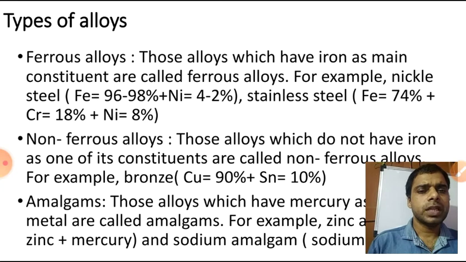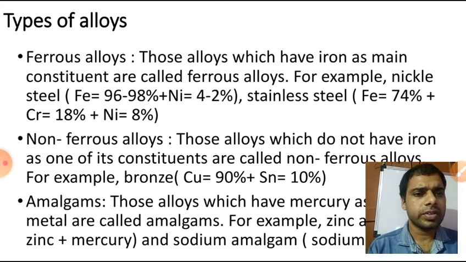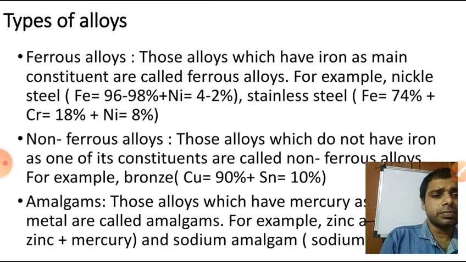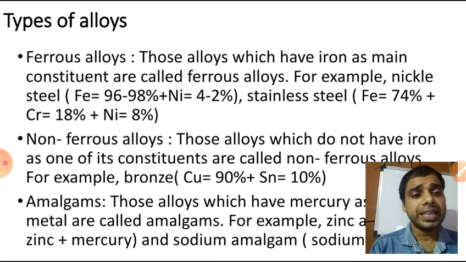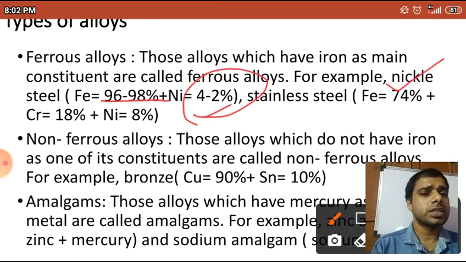You can see the ferrous alloys are those which have iron as the main constituent. Iron means Fe. So alloys which have iron as the main constituent are called ferrous alloys. For example, you can see nickel steel. It is a mixture where Fe is the main constituent, 96 to 98%, and it is named nickel steel because 4 to 2% of nickel is also present.